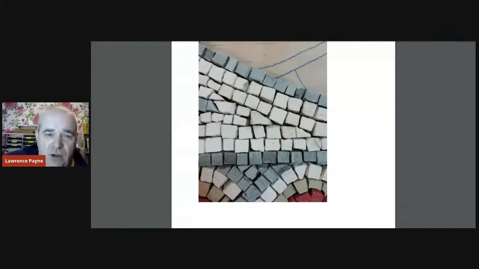Basically, this shouldn't have gone in. Both these shapes shouldn't really have gone in to be available to the mosaicists. So they wouldn't have used it if it wasn't there. But it is just too large in comparison to the others, too large on its own.